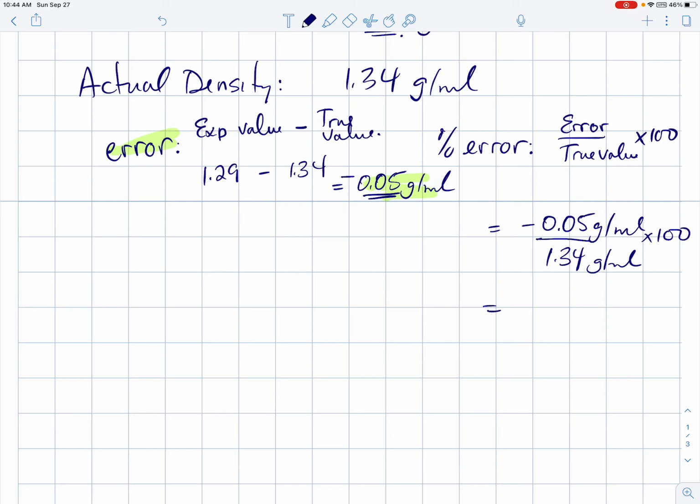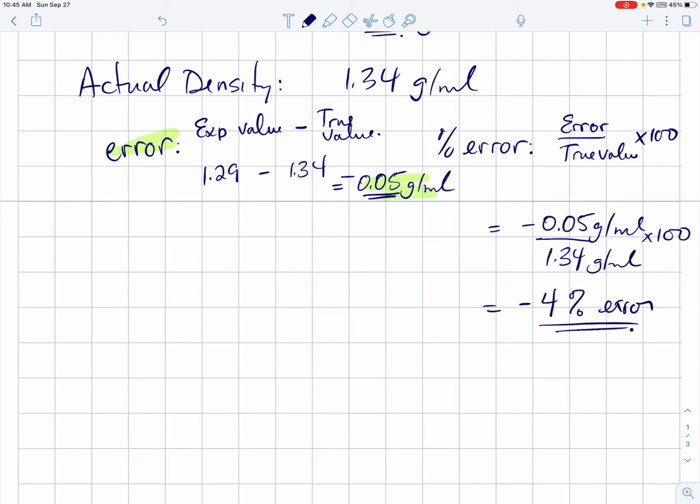Notice the units will cancel out here. The percent error does not have any units other than percent. So negative 0.05 divided by 1.34 times 100. I get negative, I'm going to keep only one digit because the error had only one digit. So I get negative, the calculator says 3.73. I'll call that negative 4% error.